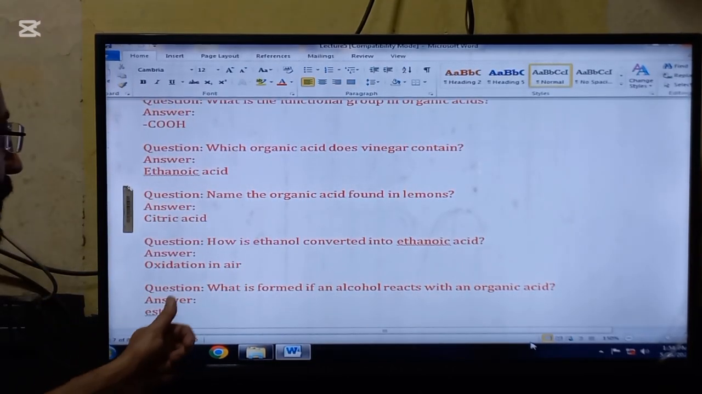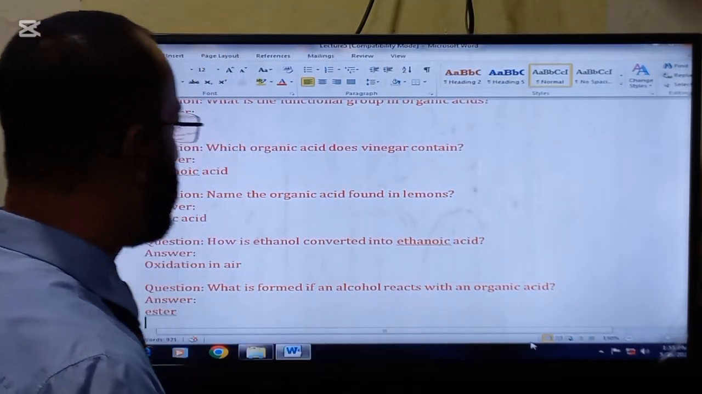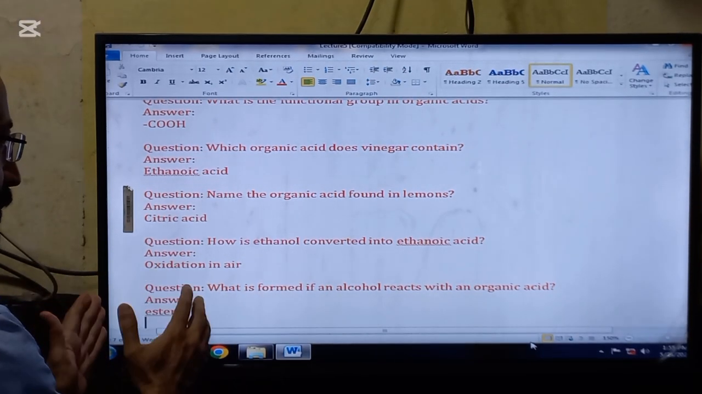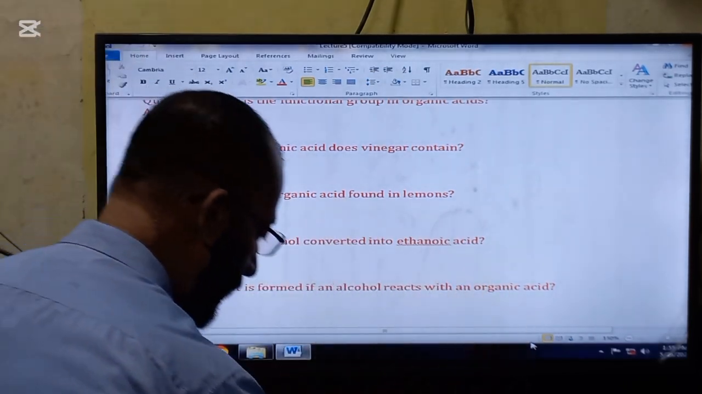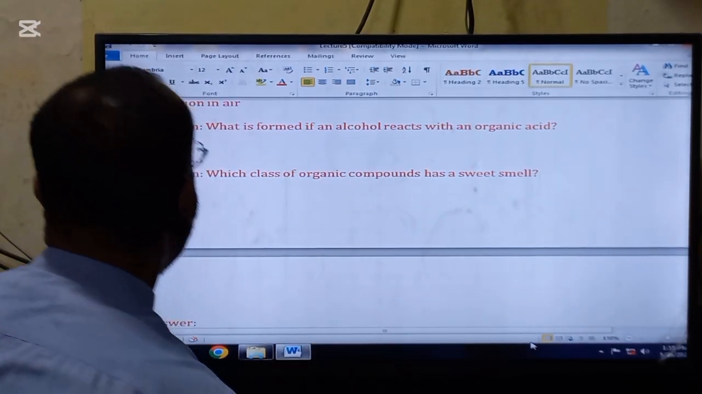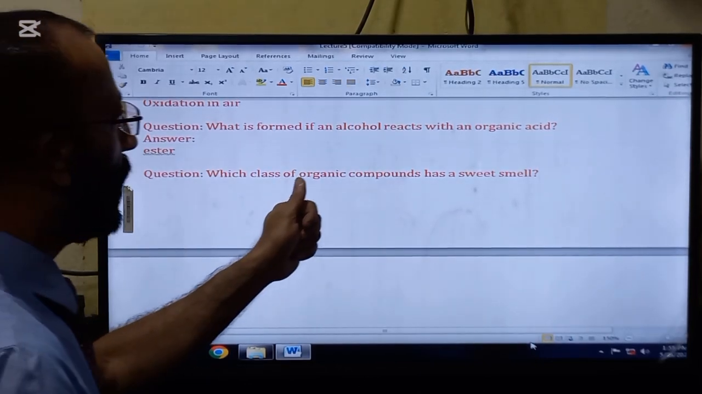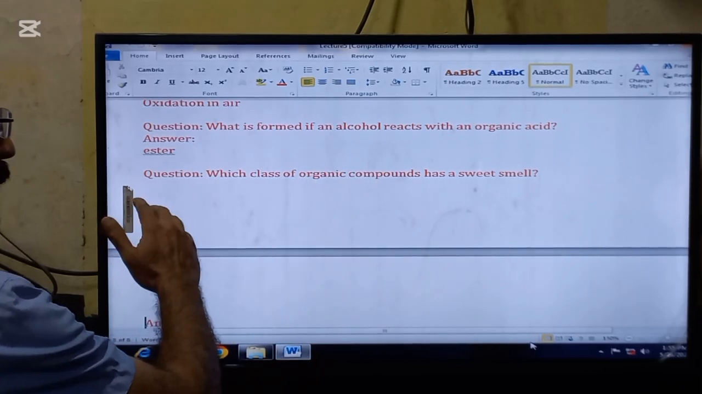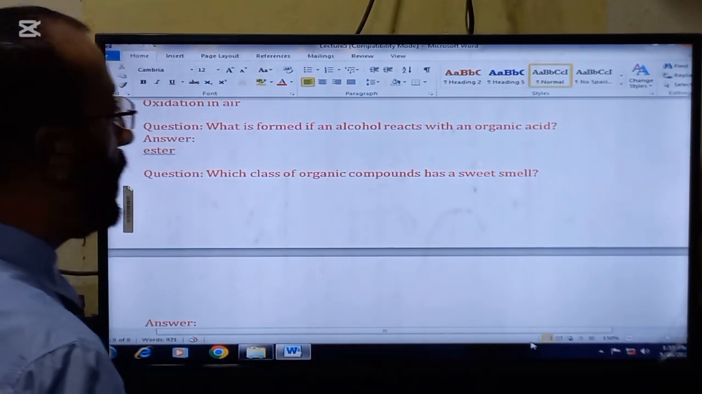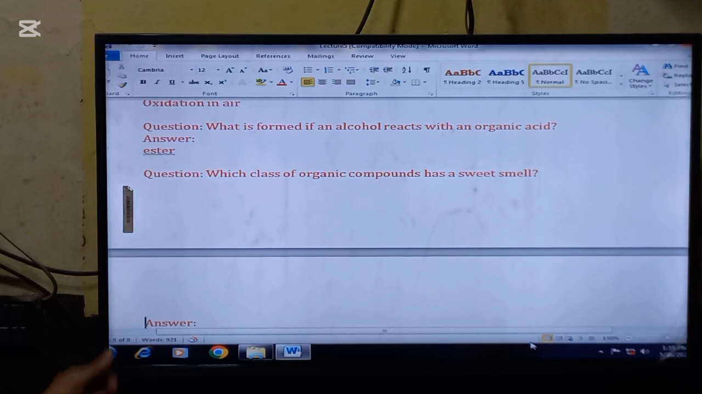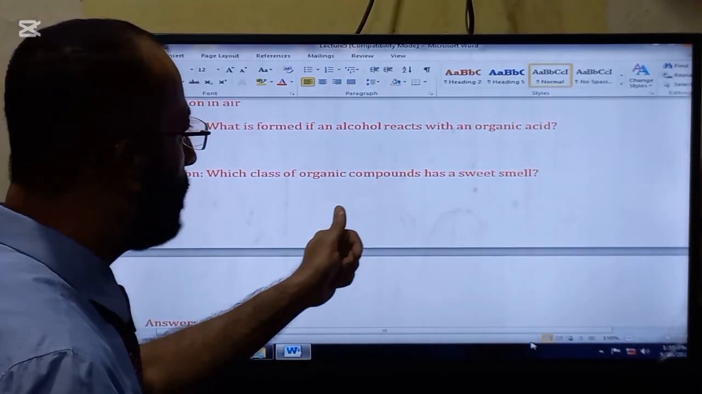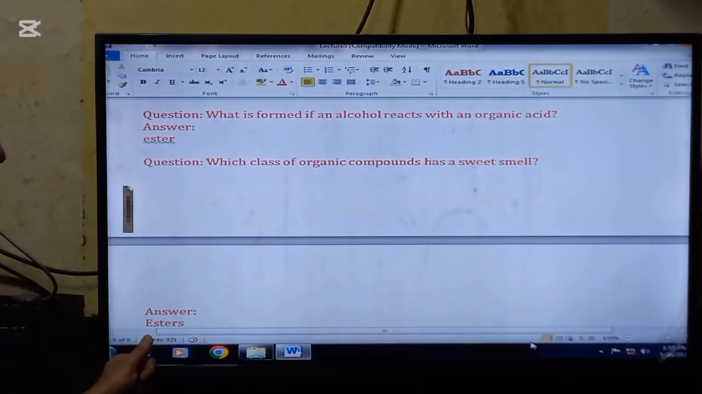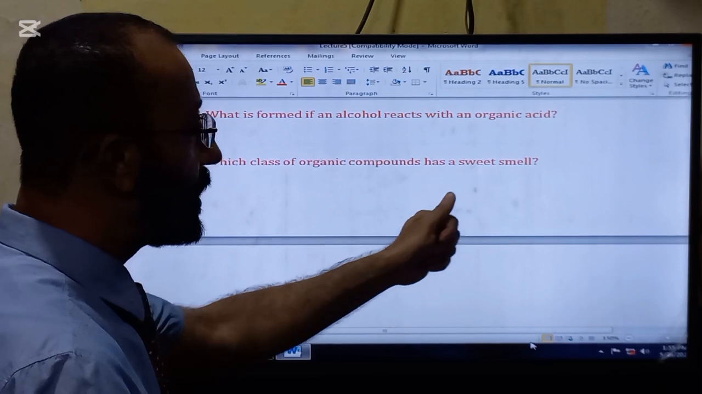Next question is, how is ethanol converted into ethanoic acid? The answer is oxidation in the air is responsible for ethanol to convert into ethanoic acid. Next question is, what is formed if an alcohol reacts with an organic acid? The answer is ester is formed when alcohol reacts with organic acid. And other question is here, which class of the organic compound has a sweet smell? The answer is ester is a class of the organic compounds that has a sweet smell.